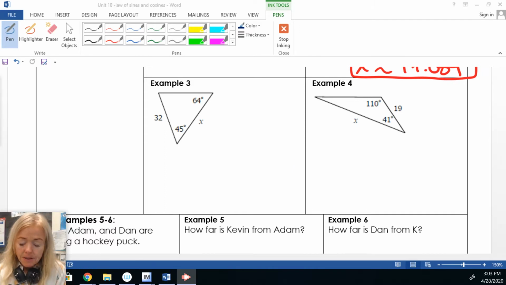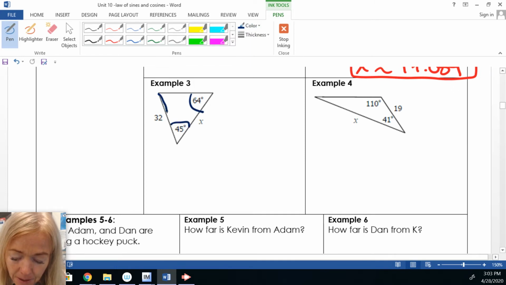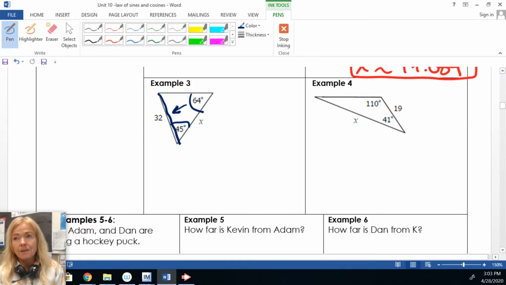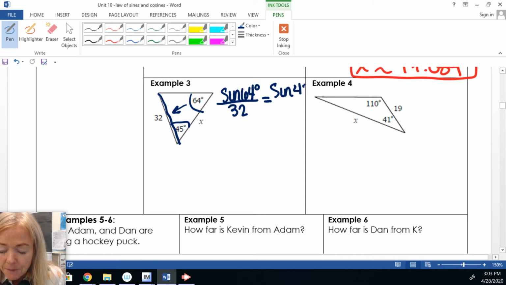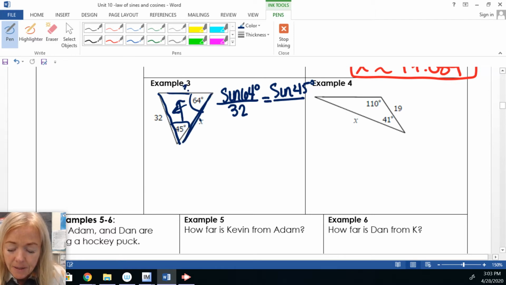Okay, so the next, example 3, we have an angle and a side. Angle, side. Okay, so here is our actual ratio that we have. We have an angle that's 64, so the sine of 64 is across from the side we know is 32. So that gives us our complete ratio with numbers in it. And then the other angle is 45. So sine 45 over, we don't have that side right there. That's not one of the sides. We have this side right here, which is across from this angle right here.